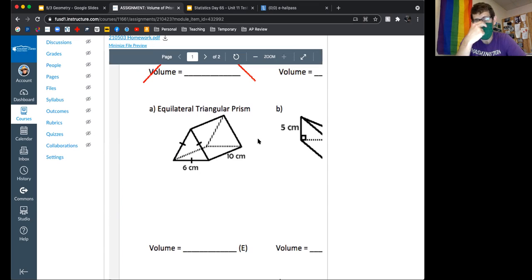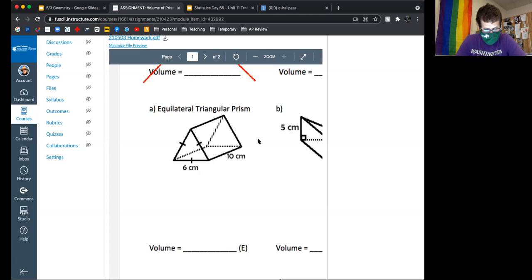And of course, the first question, now it's not really a question because it says it right here, but what kind of prism are we looking at? What kind of solid? It is a triangular prism. Notice this is called an equilateral triangular prism. You don't have to include that equilateral part right there, but that does help us to know that this is an equilateral triangle.